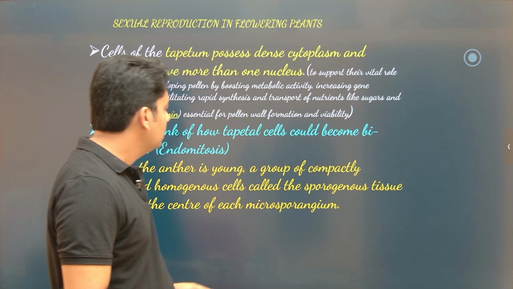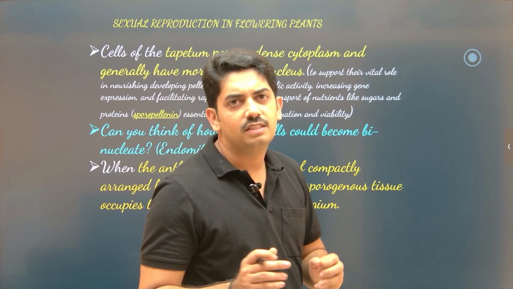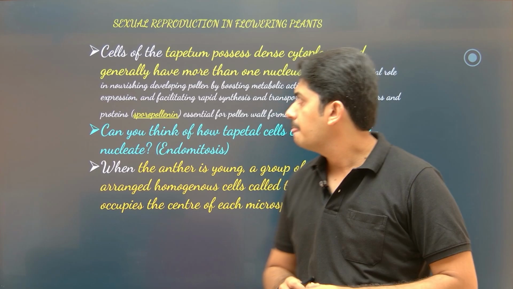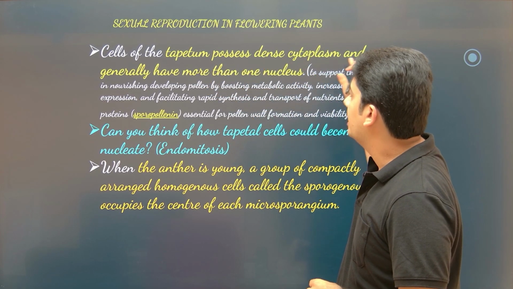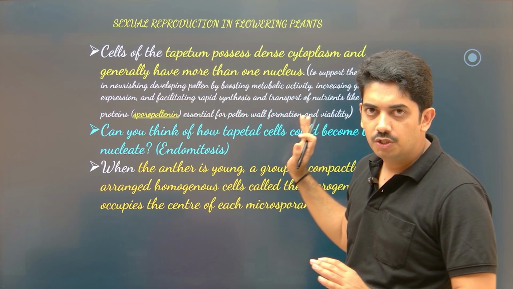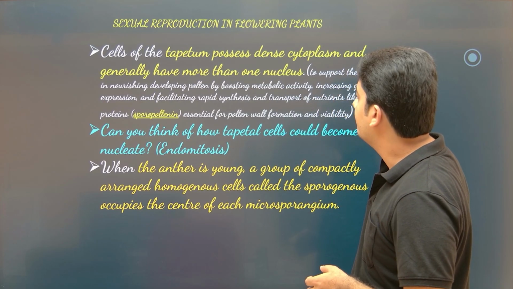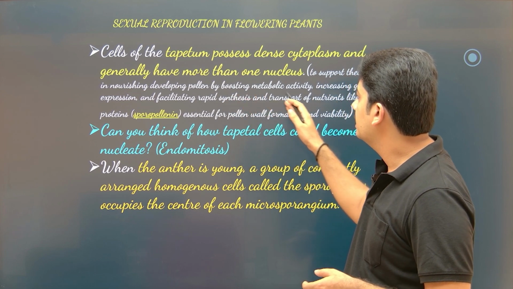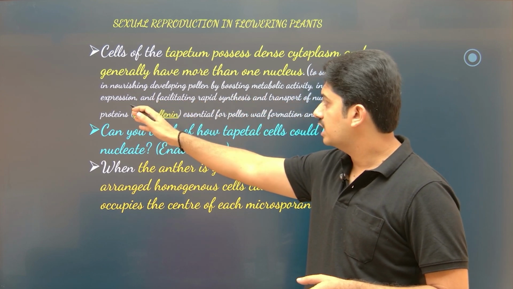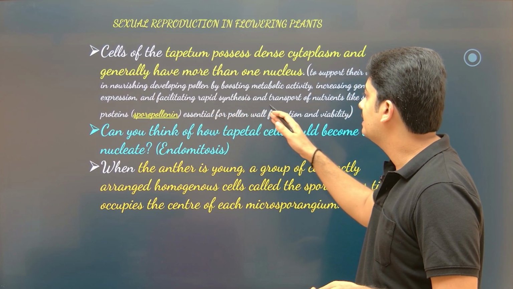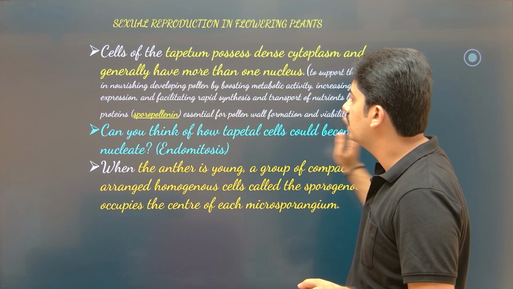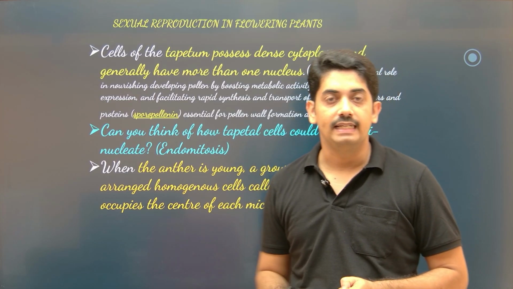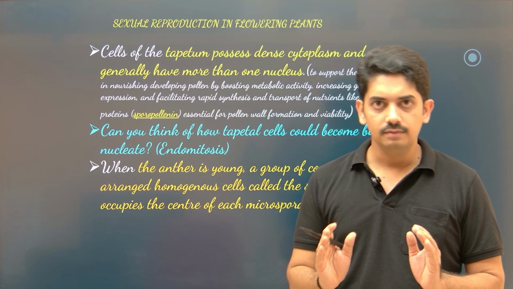Okay. Here I just included a small explanation related to this. It is not there in NCERT, but you should know what it is. Tapetum possess dense cytoplasm and generally have more than one nucleus, to support their vital role in nourishing developing pollen by boosting the metabolic activity, increasing gene expression and facilitating rapid synthesis and transport of nutrients like sugars and proteins essential for pollen wall formation and viability. So these are the different functions done by tapetal cells.